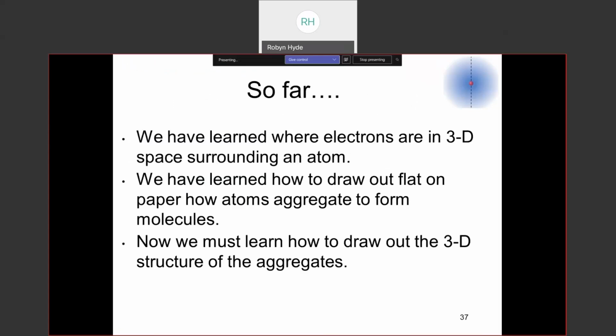But I want to recap, so far, what have we done today? We have learned where electrons are in three-dimensional space surrounding an atom. That was last Wednesday and Monday. We've learned how to draw out on flat paper how atoms aggregate. And now what we're headed into after the break is how to draw out the three-dimensional structure of the aggregates. So we're going to learn how to draw in 3D now that we've done some practice with lines and dots. So we're going to do some 3D drawings when we come back from break.